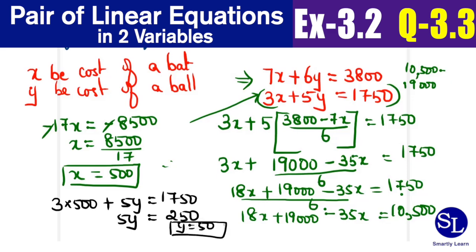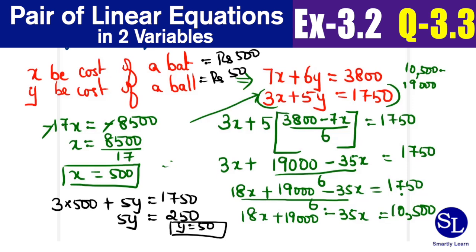Remember, this is a word problem. So we are going to say the cost of a bat is equal to rupees 500 and the cost of one ball is equal to rupees 50. So close your answer with this word statement. And you can also cross verify and check whether you've got your answers right.